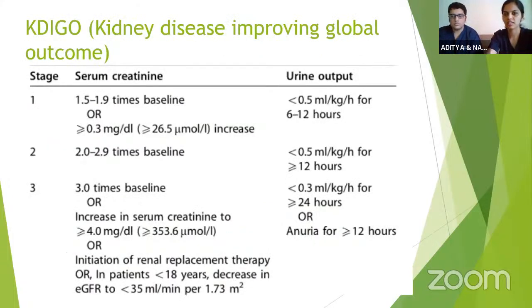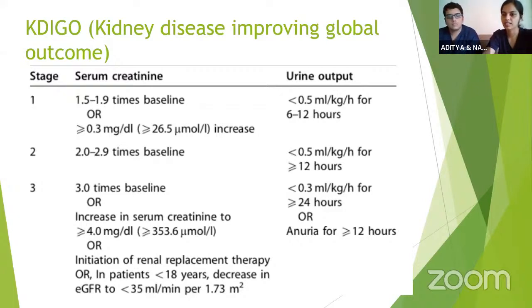This is the staging, the Kidney Disease Improving Global Outcomes staging. There are 3 stages. Stage 1 says there is an increase in creatinine of 1.5 to 1.9 times the baseline, or an increase of more than or equal to 0.3 mg per deciliter, and the urine output is less than 0.5 ml per kg per hour for 6 to 12 hours. In stage 2, there is an increase of 2 to 2.9 times the baseline, and the urine output is less than 0.5 ml per kg per hour for more than 12 hours.